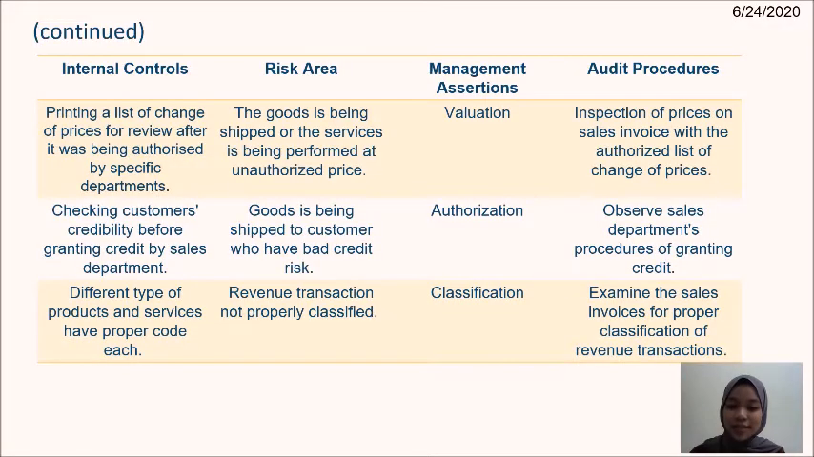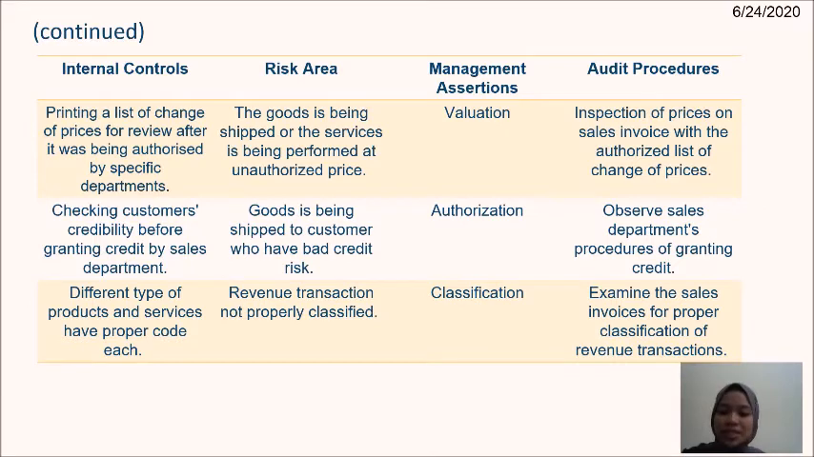Okay, next assertion is valuation. The possible statement that might occur is the good is being shipped or the services is being performed at unauthorized price. So the specific department need to printing a list of change of prices for review after it was being authorized. And the audit procedure is inspection of prices on sales invoice with the authorized list of change of prices.